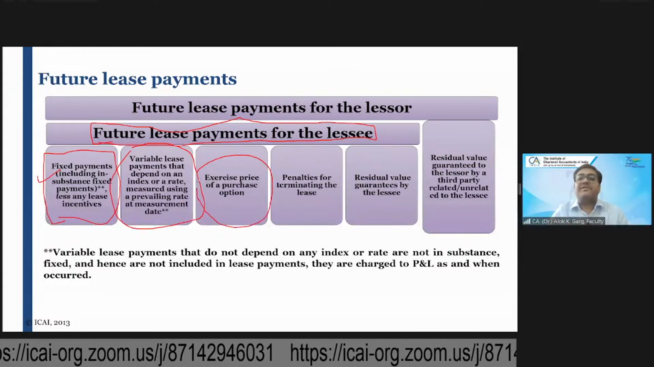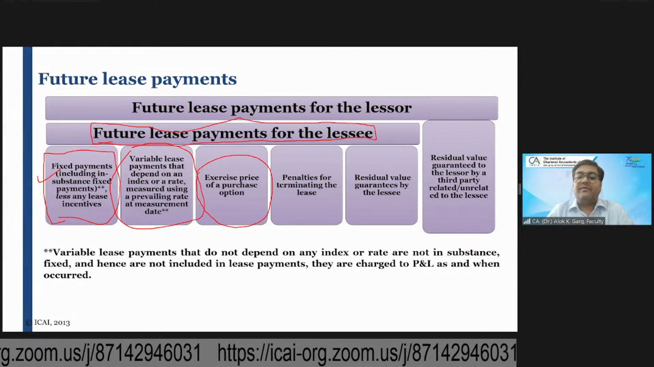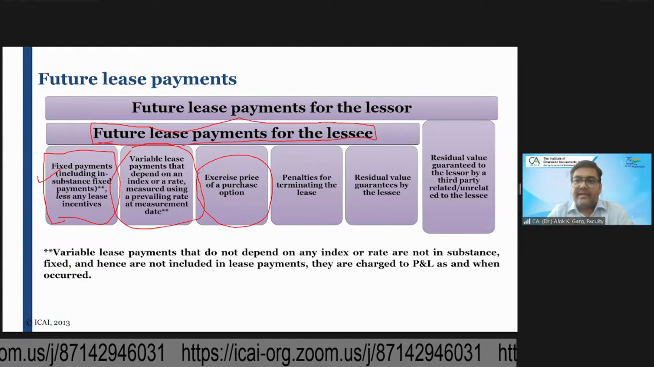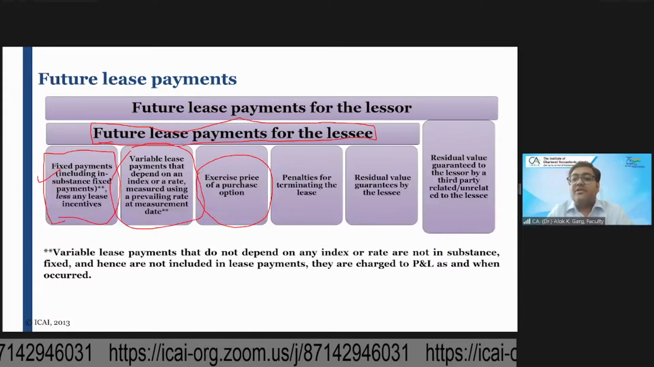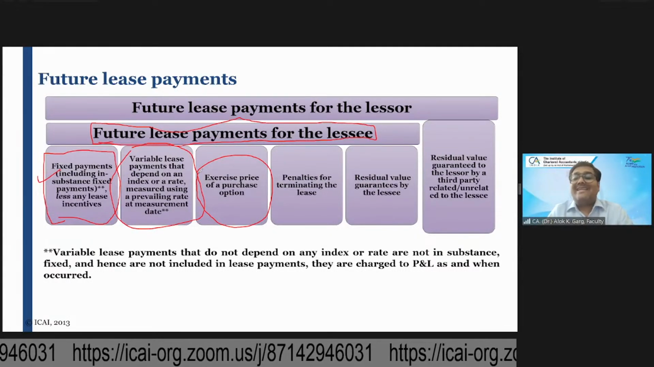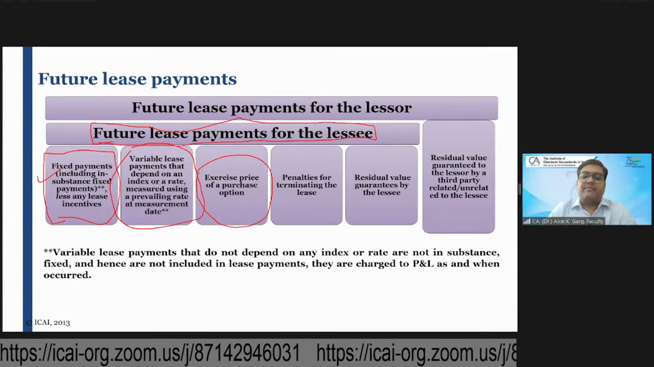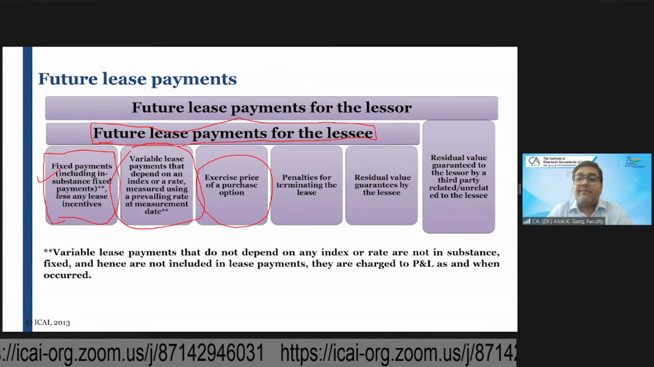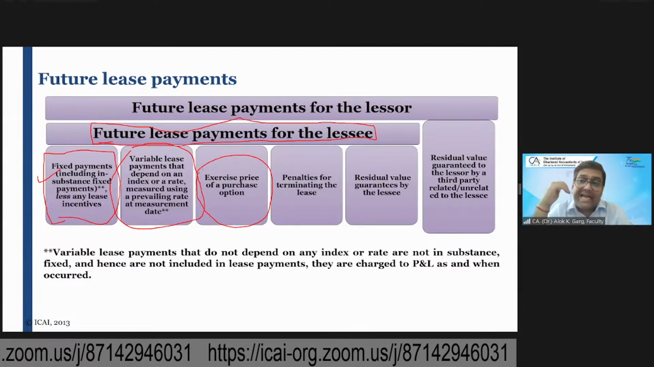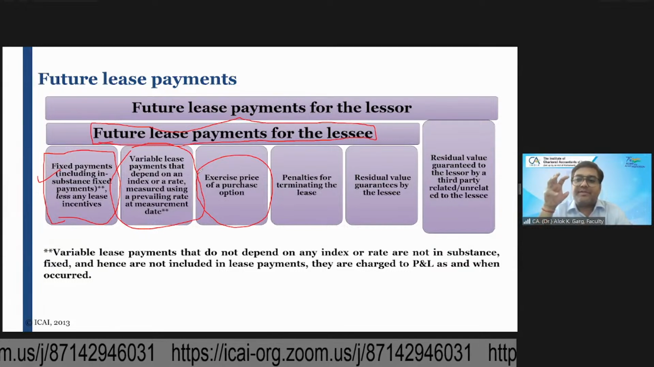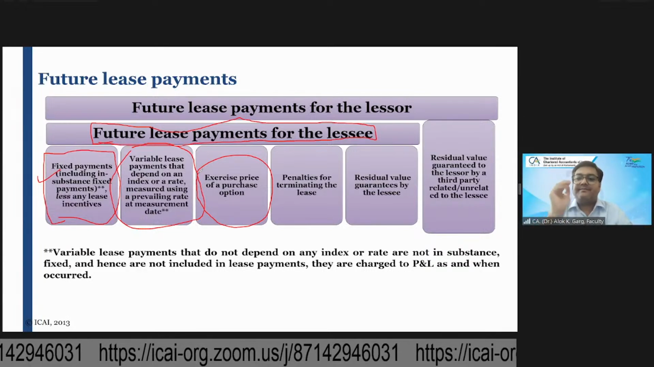Third, exercise price of a purchase option. You have to see if the contract permits you a purchase option at the end of the lease term, and the lessee is reasonably certain that it will exercise it. If there is an exercise price, that exercise price will also become part of your future lease payment. For example, the lease term is 5 years, and the exercise price always comes at the end of the lease term. Let's say the exercise price is 50,000 rupees. That cash outflow will come in 5 years, so while computing the present value, you have to take the 5th year discount rate to arrive at the present value of the exercise price.